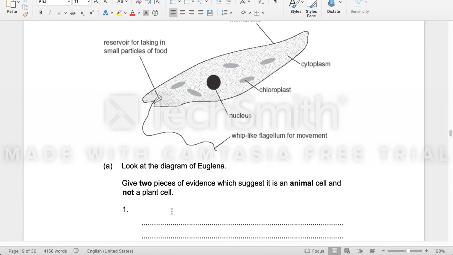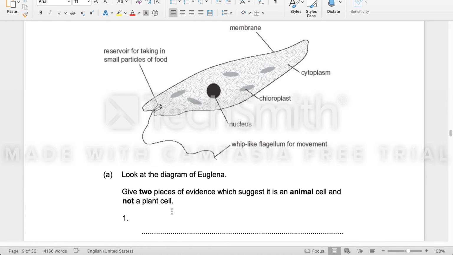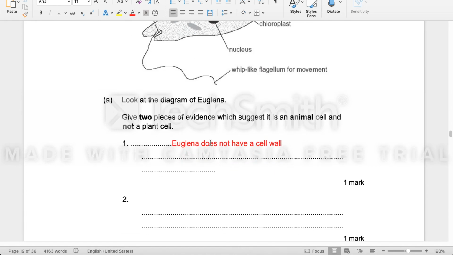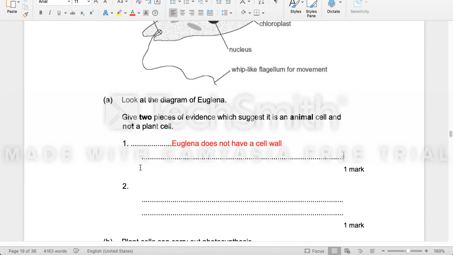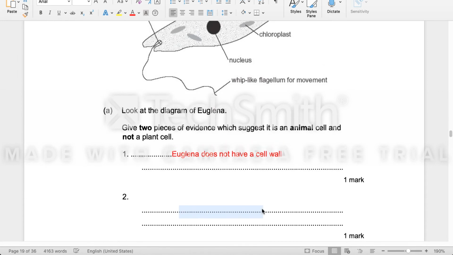Okay, so let's start off with the obvious one here. Think back to all the pieces that differentiate between a plant cell and an animal cell. So the first one, hopefully that comes to your mind, I'm going to make this in red, is that this Euglena, I'm just going to write here, Euglena does not have a cell wall, which is something that all plant cells have. So there's our first one.